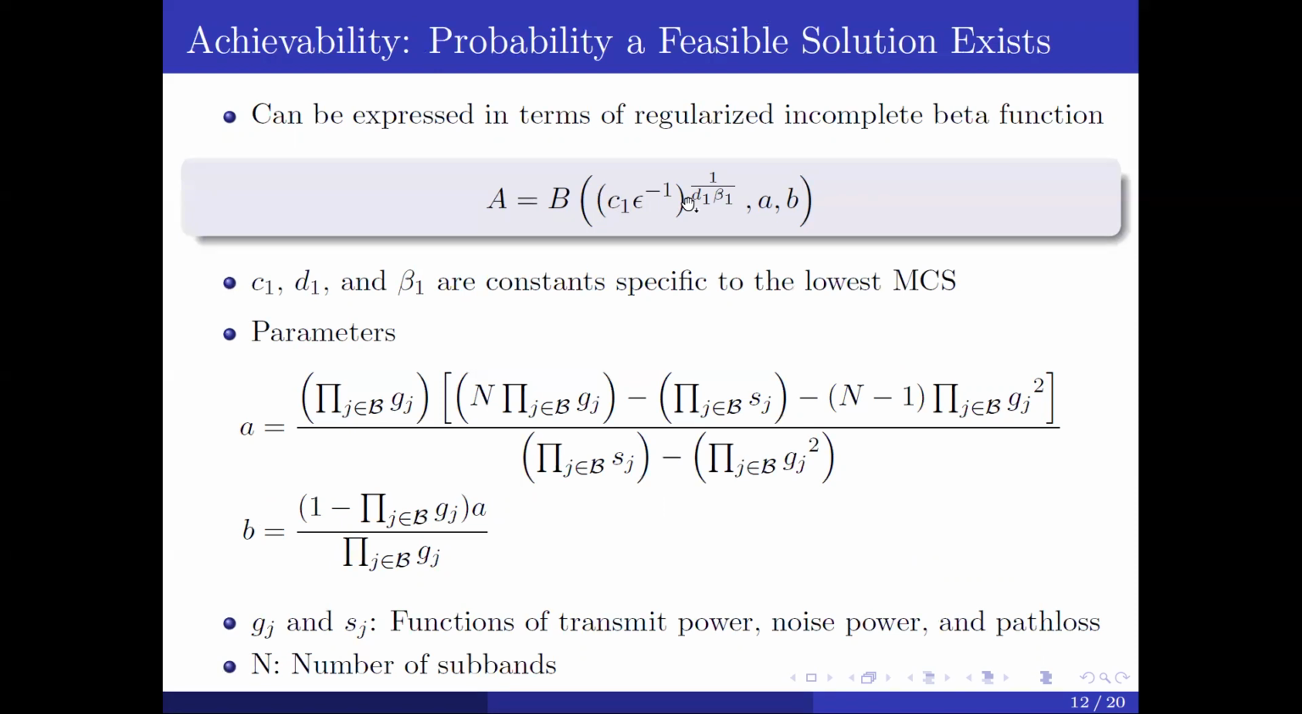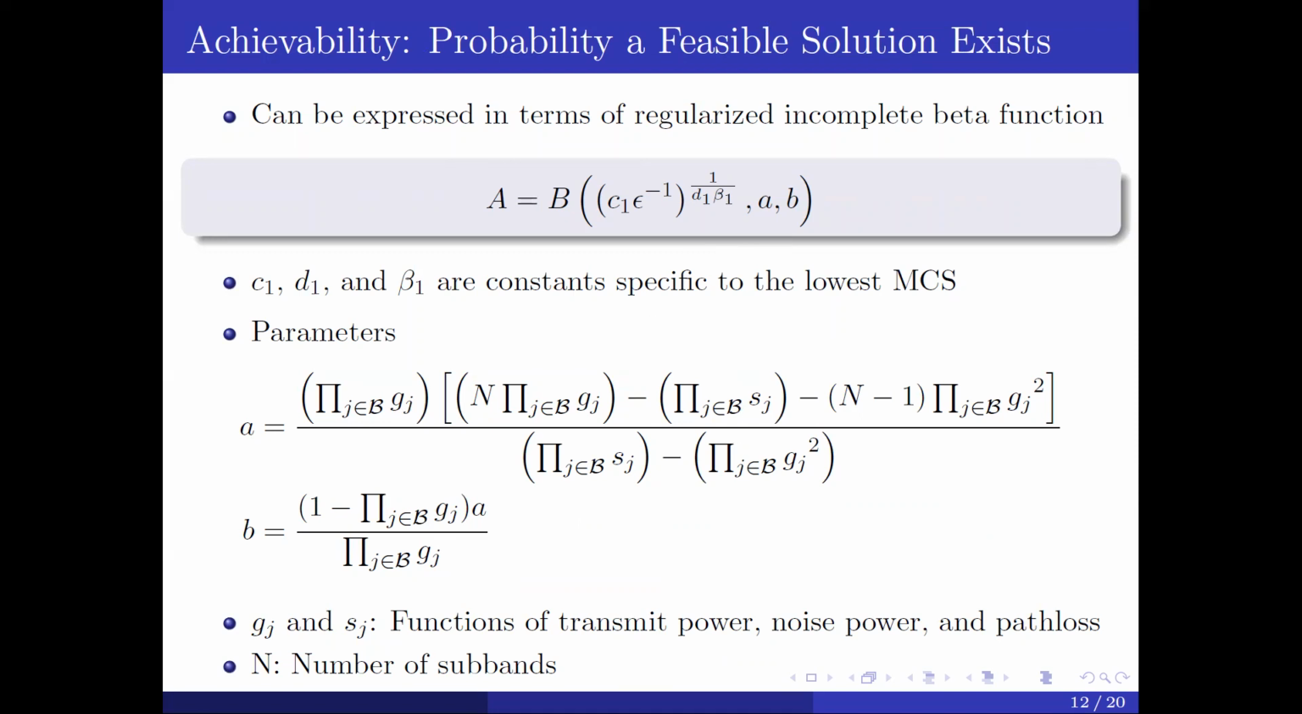Here C_1, d_1, beta_1 are constants specific to the lowest MCS. The beta parameters A and B are given by this formula. Here G_j and S_j are functions of transmit power, noise power, and path loss. Once you know the transmit power, noise power, and path loss, we can compute G_j and S_j. And N is the number of subbands. Now we plot this achievability as a function of URLLC error target.